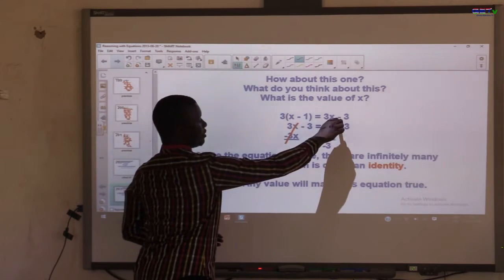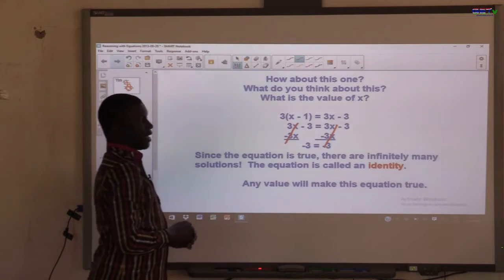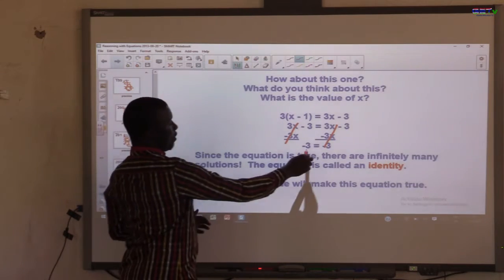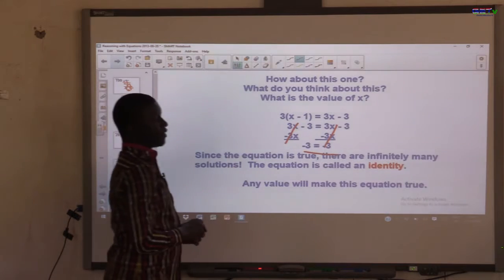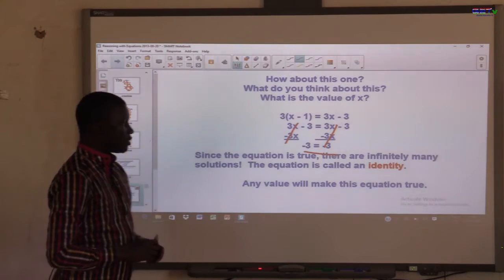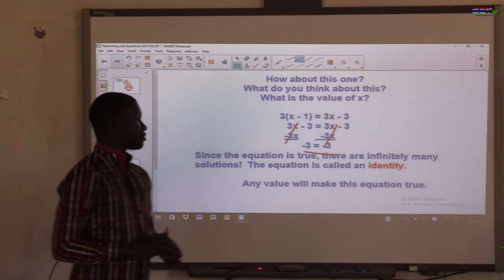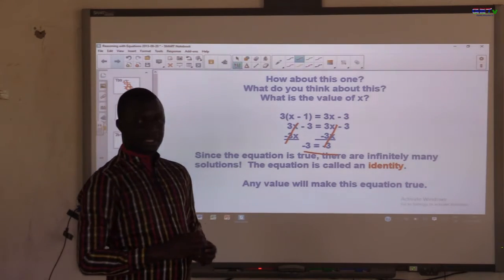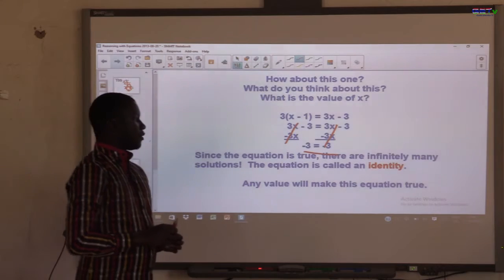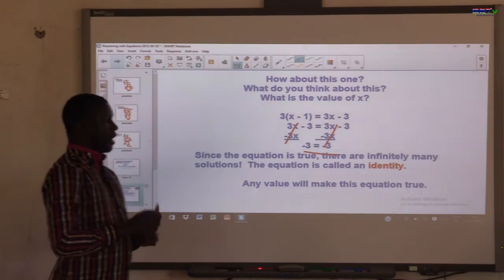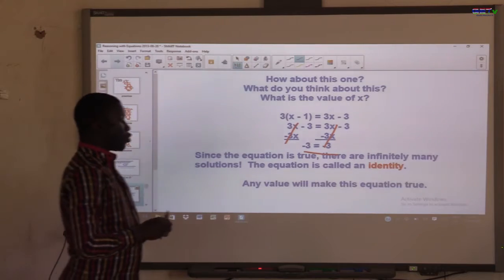This cancels out, and 3x minus 3x is 0. So therefore, we conclude that negative 3 is equal to negative 3. Since the equation is true, there are infinitely many solutions. The equation is called an identity. As we can see, negative 3 equals negative 3. They are identical. Any value will make this equation a true equation.